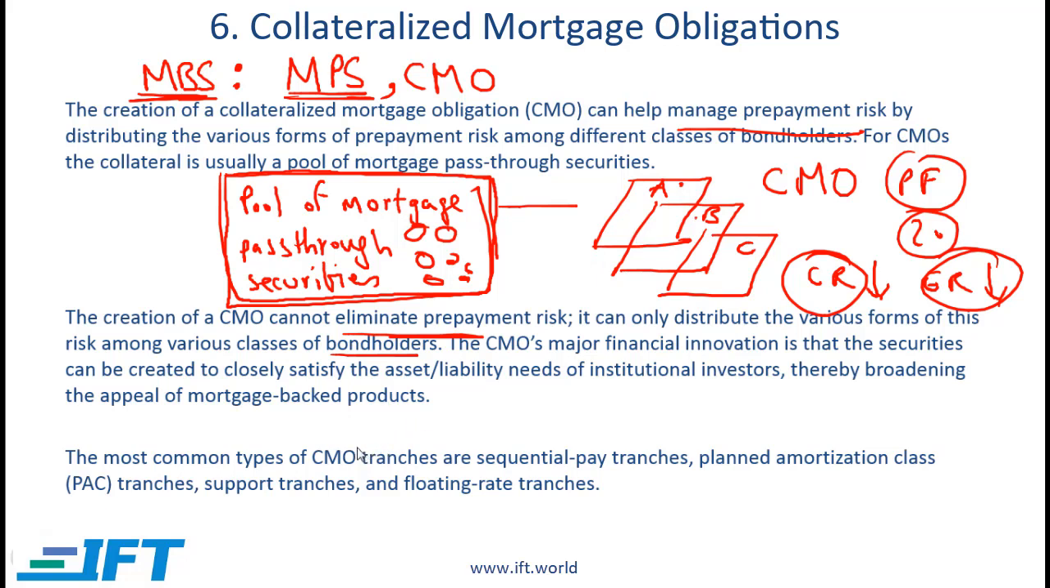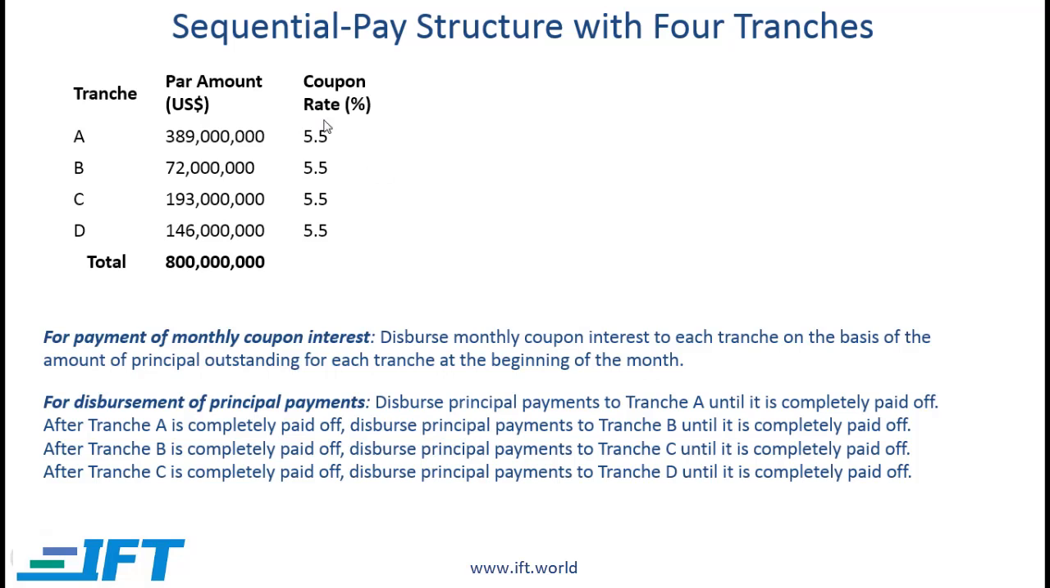Over the next few slides, we will discuss some common types of CMO tranches. Specifically, we'll talk about sequential pay tranches, planned amortization class tranches, support tranches, and floating rate tranches. The learning objectives do not emphasize these particular types of tranches, so we don't need to get into too much detail. I'll just explain each of these types at a high level.